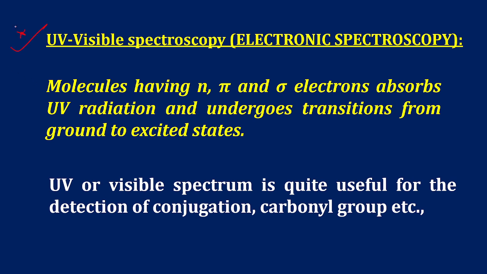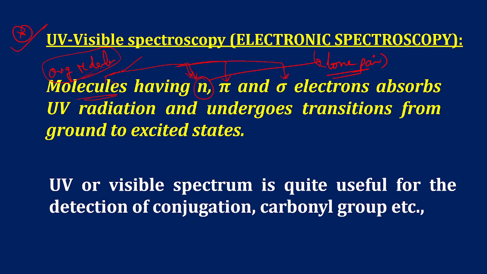In UV visible spectroscopy, this is the most important point. Please remember that this spectroscopy is only meant for organic compounds. If an organic molecule has sigma electrons, pi electrons or n electrons, where n means non-bonding electrons, that is lone pairs. With lone pairs there is no formation of any bond, except a coordinate covalent bond. Normal covalent bonds are not produced with lone pairs of electrons.